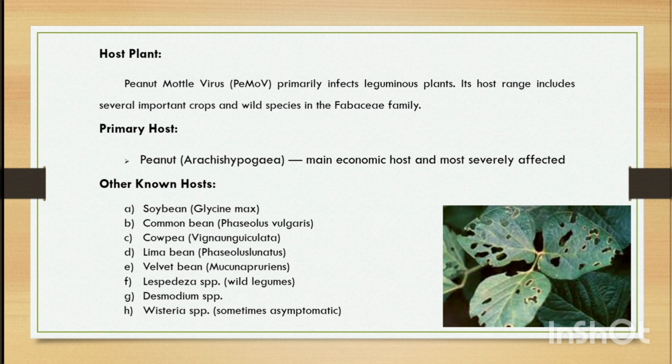Host plant. Peanut mottle virus primarily infects leguminous plants. Its host range includes several important crops and wild species in the Fabaceae family. Primary host is Arachis hypogaea, the main economic host and most severely affected. Other known hosts are soybean, common bean, cowpea, lima bean, velvet bean, Lespedeza species, Desmodium species, Wisteria species.